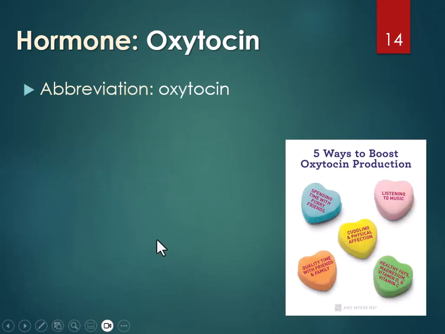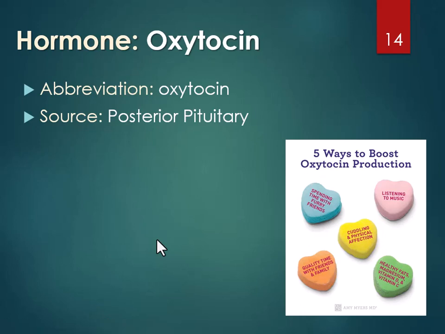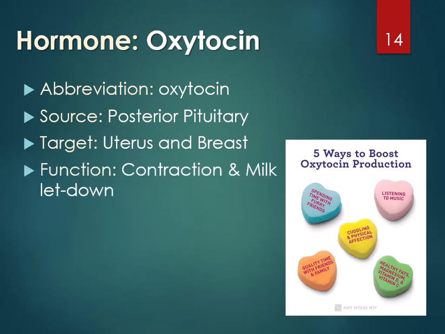Oxytocin comes out of the posterior pituitary. The nervous system activates the release of this one. It targets the uterus and the breast, and so originally it was thought really to only be important in women. It causes uterine contraction and milk letdown.